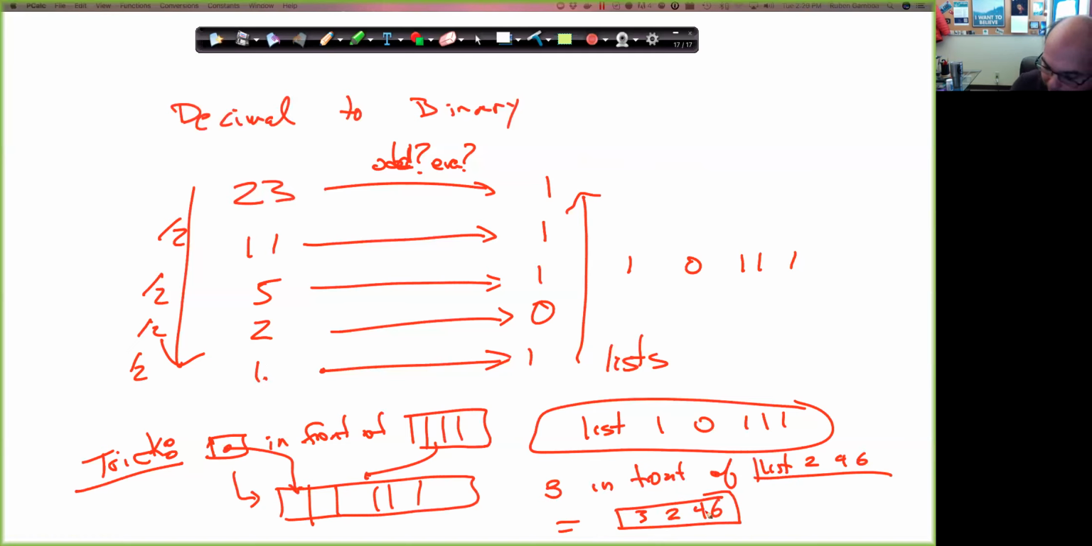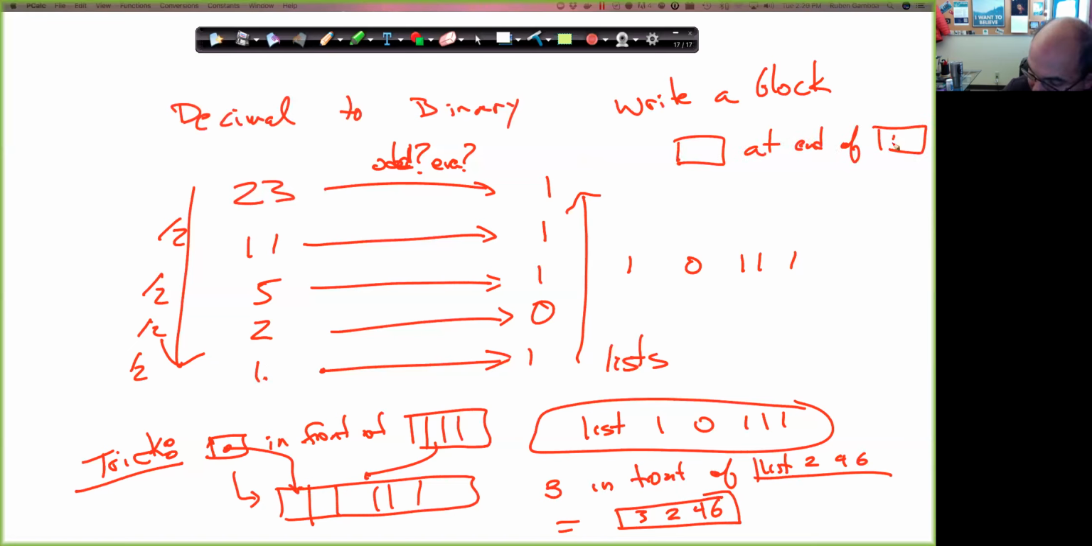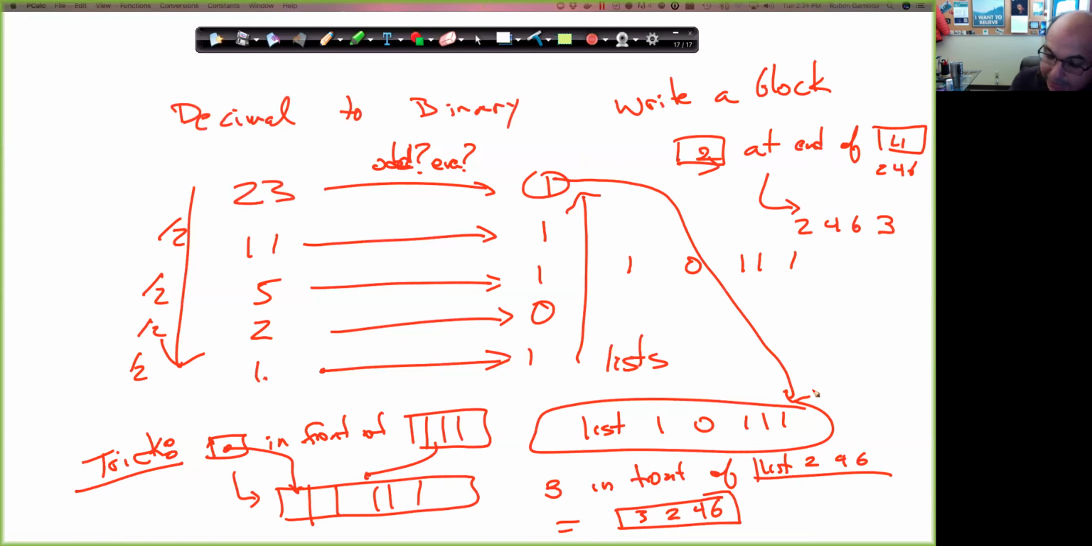So write a block called something at end of a list. If this is 3, and this list is 2, 4, 6, then the result is going to be 2, 4, 6, 3. The reason I suggest you do that is because we find this digit first, but it actually goes at the end. So if you write that block first, it will simplify your task.